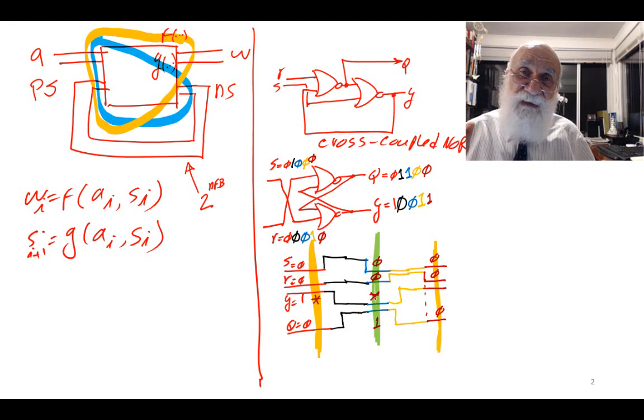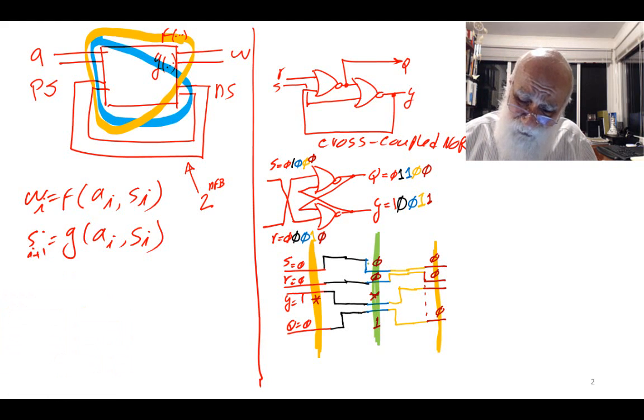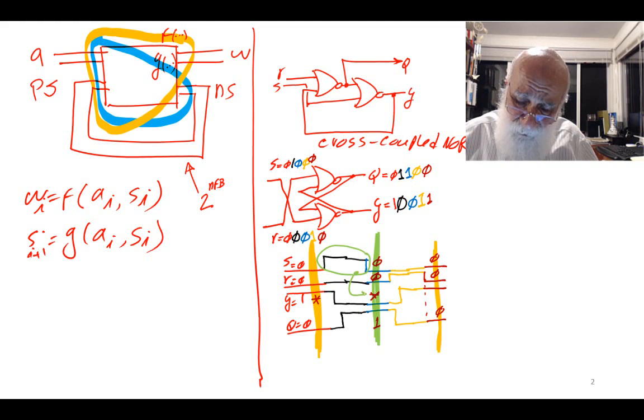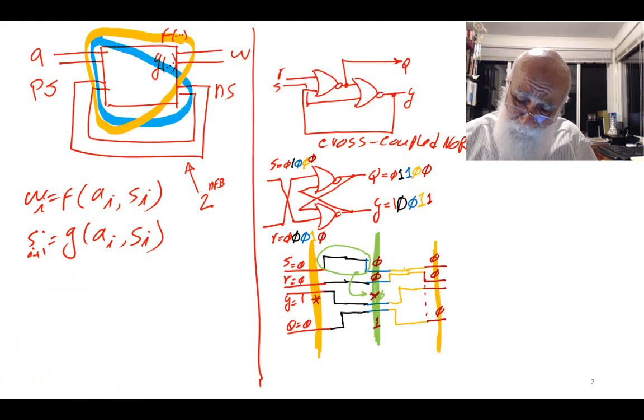And then what changes this state of the circuit? If you look carefully, you find that what changes the state of my circuit is a pulse on S, making the state of my circuit always a 0, or a pulse on R, making the state of my circuit a 1.